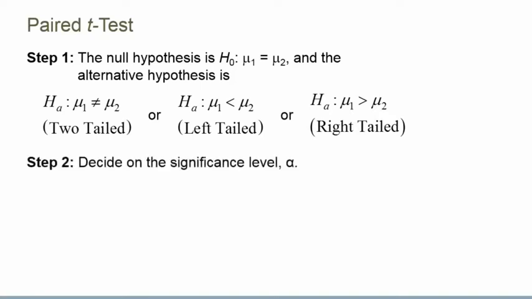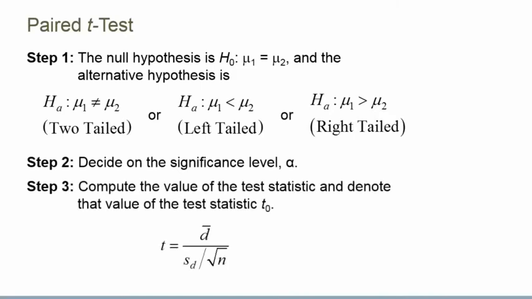Step 2. Decide on the significance level alpha. Step 3. Compute the value of the test statistic and denote that value of the test statistic t sub 0. t equals d bar divided by s sub d divided by the square root of n.